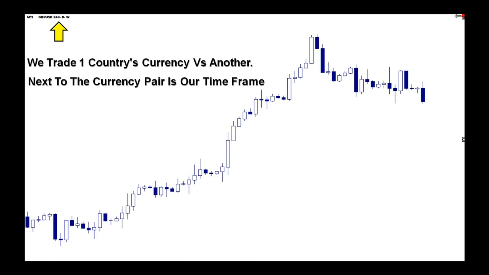If you look now at the top left-hand side of my screen, you will see that there's a 240 next to the name of the currency pair. That number denotes that this time frame is 240 minutes per candlestick. That means that each candle represents what the market has done during that time frame. Now, does this make sense to everybody?